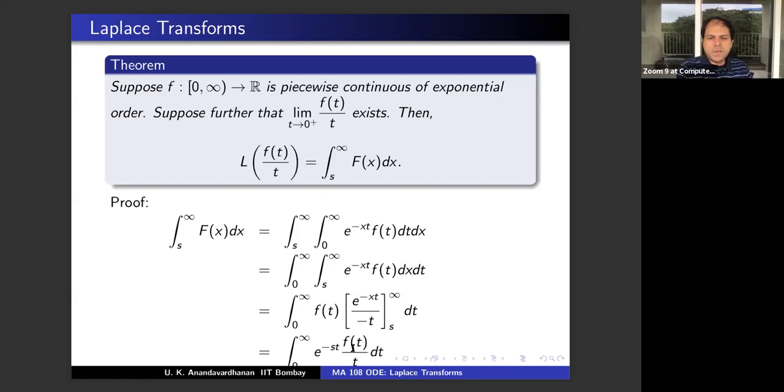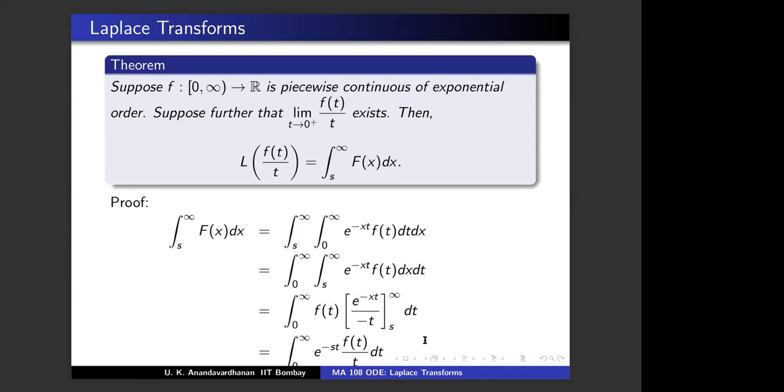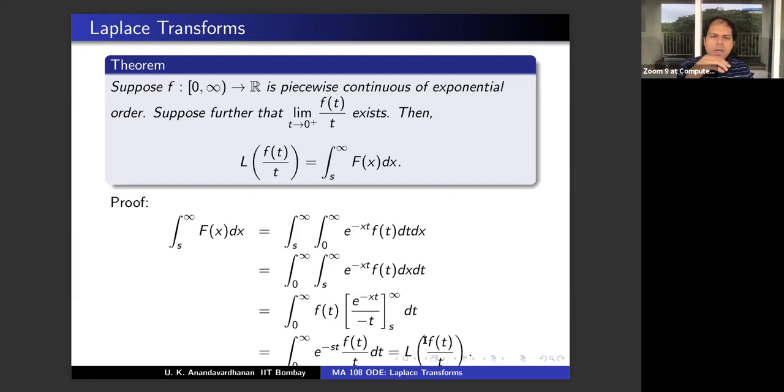Okay. And this f of t by t is a good function, limit exists, etc. And that is enough for you to show that this integral exists. And this integral is what is written as L of f of t by t by definition. So this is also easy. You just plug in, it's a double integral, change the order of integration.